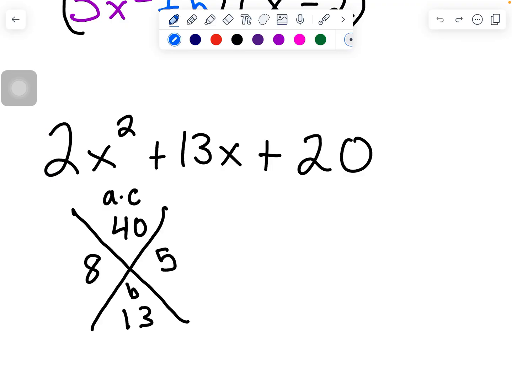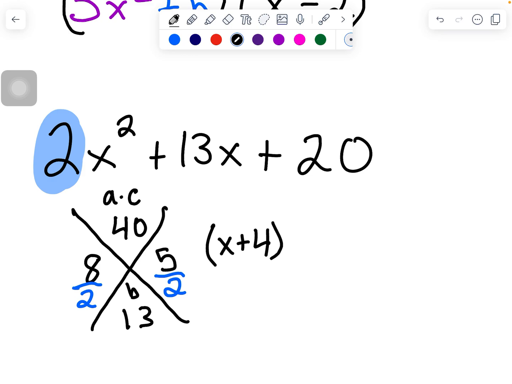Since a is not 1, meaning the number in front of the x squared is not 1, I must divide by that number. So in this case, I have a 2, so I'm going to divide both of my factors by 2, and then I'll simplify from there. So my first factor simplifies to x plus 4. Okay, my second factor, I can't simplify 5 over 2, so I'm going to leave it as 5 over 2.